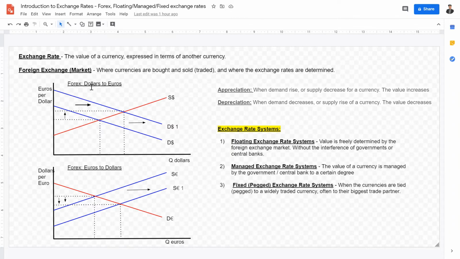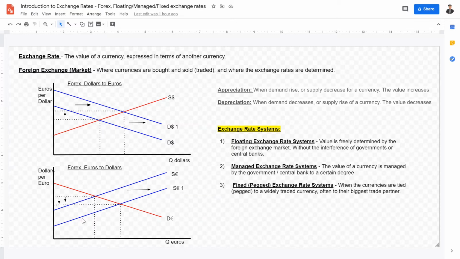So let's look at this graph right here. This is the Forex market for dollars in euros. We can see the supply of dollars and the demand for dollars. On the y-axis we have euros per dollar, and on the x-axis we have the quantity of dollars. As you can see, the supply of dollars is sloping upwards, and the demand for dollars is sloping downwards. This is standard for a supply and demand graph, and it is similarly translated to this graph right here.